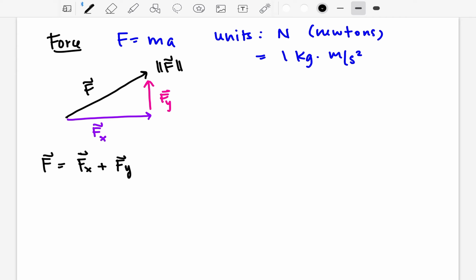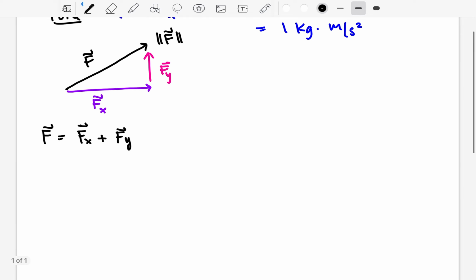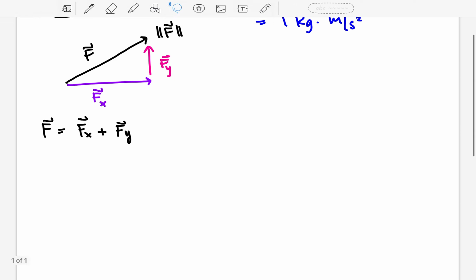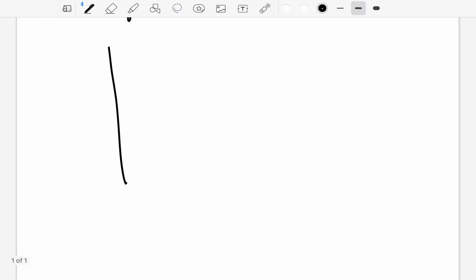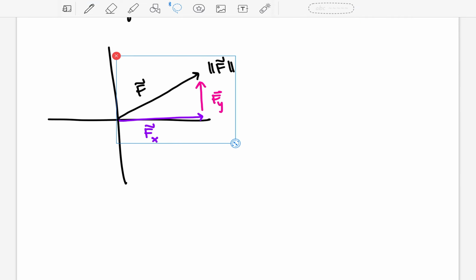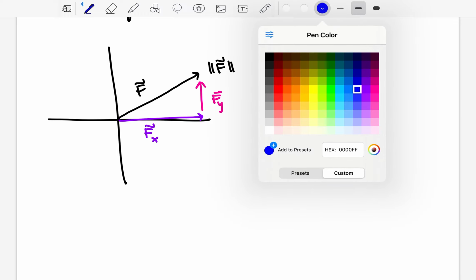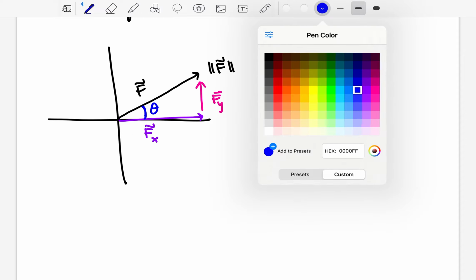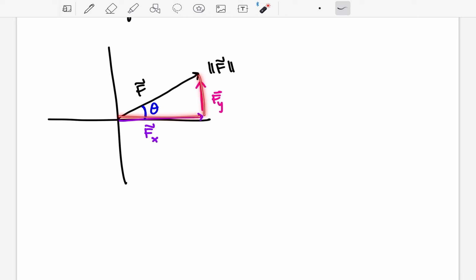Now, how do we define these things? How do we find these things? If I take my vector F and put it on the Cartesian plane, copying the same diagram here, then we see that the vector F makes an angle of, let's say, theta with the x-axis. Once I realize that, and that these two vectors are perpendicular, so they form a right angle, I have everything I need to find what these components are, okay?